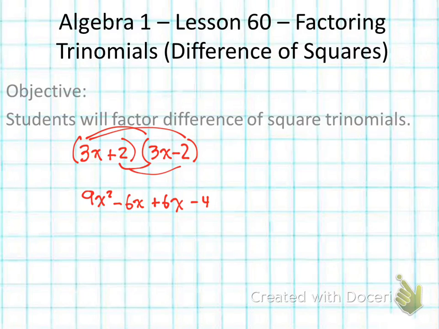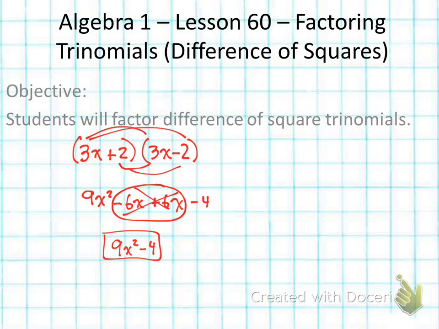Now, do you notice that there's 3x and 3x? These are the same numbers, and these are the same numbers. And this is a plus, and this is a minus. What's 3x squared equal to? 9x squared, right? What's 2 squared equal to? 4, right? So I'm going to simplify this. What happens to my negative 6x and positive 6x? They cancel out, right? They go away. So really all I'm left with was 9x squared minus 4, right? So all I really should have focused on was the first numbers and the last numbers.